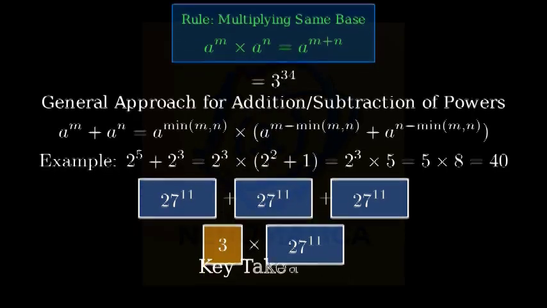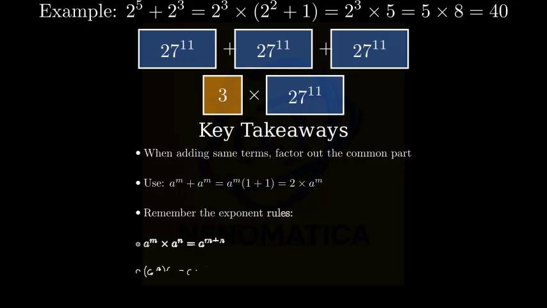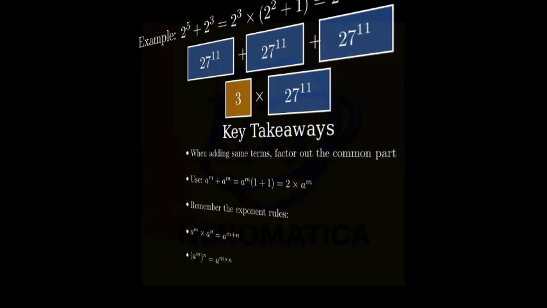In conclusion, when adding or subtracting terms with the same base raised to the same power, we can factor out the common term and simplify. This technique makes calculations much more manageable, especially with large exponents. Remember the key properties we use today: factoring out common terms and the rules for exponents, particularly the rule for multiplying powers with the same base and the power of a power rule.